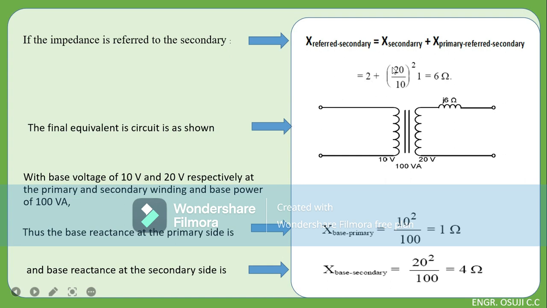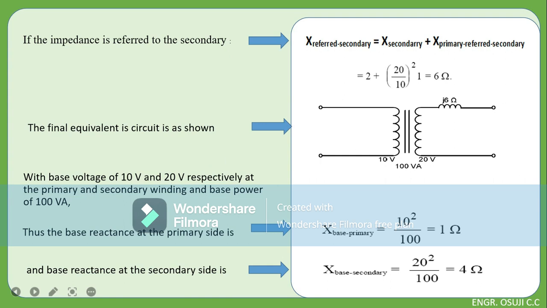So you can see here we have 2, which was formerly on the secondary side, plus (20/10) squared, the turns ratio squared, times 1, which was the reactance on the primary side. So when you do that addition, you're going to have J6. This J here is telling you that it is a complex value. Then the final equivalent circuit is going to be this. This is the equivalent circuit for all the reactances referred to the secondary side.